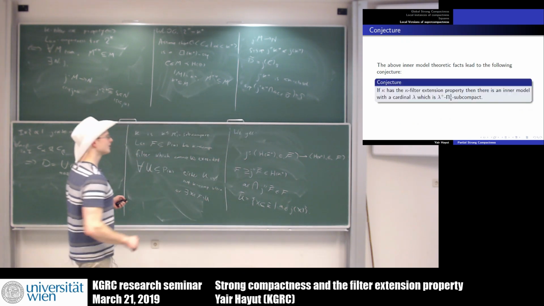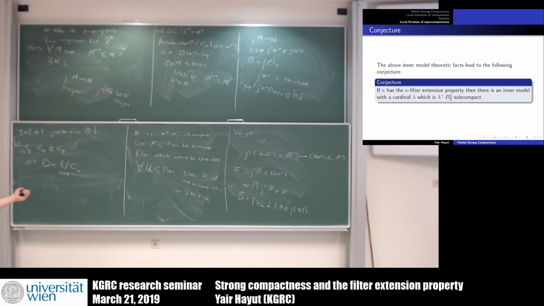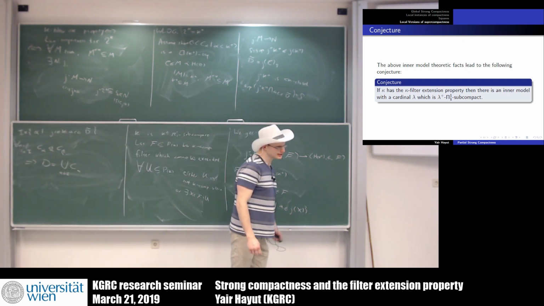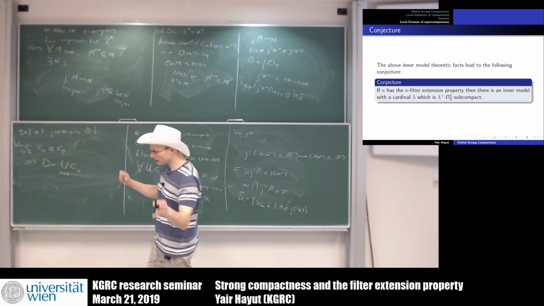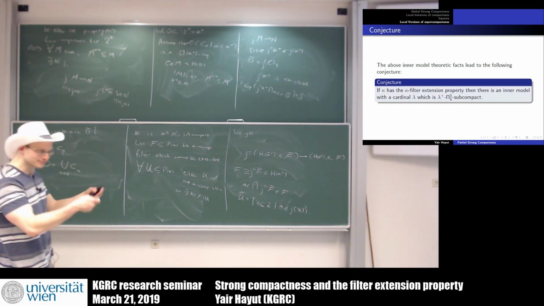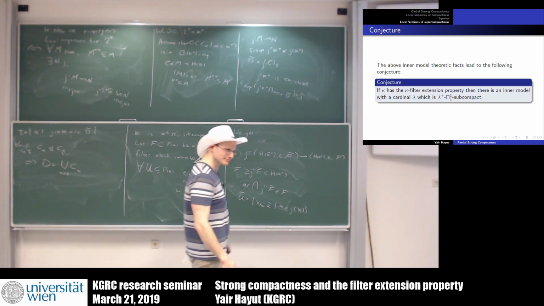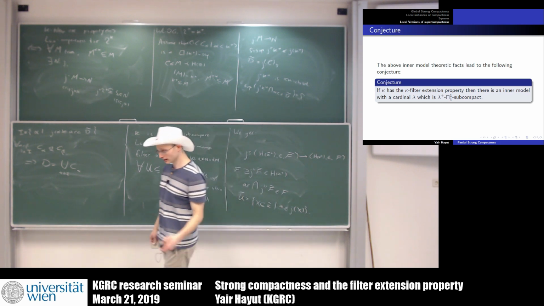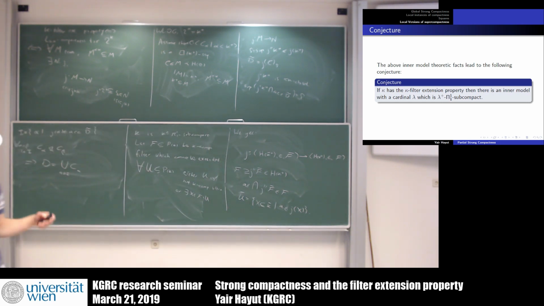So if you have kappa such that kappa has the filter extension property, then there is an inner model with some lambda which is lambda plus pi11 subcompact. I mean, it might not be exactly the same kappa. We might have some small maps, and then we need to extend it. But basically, we'll have pi11 subcompact in the model. Okay. Any questions so far?